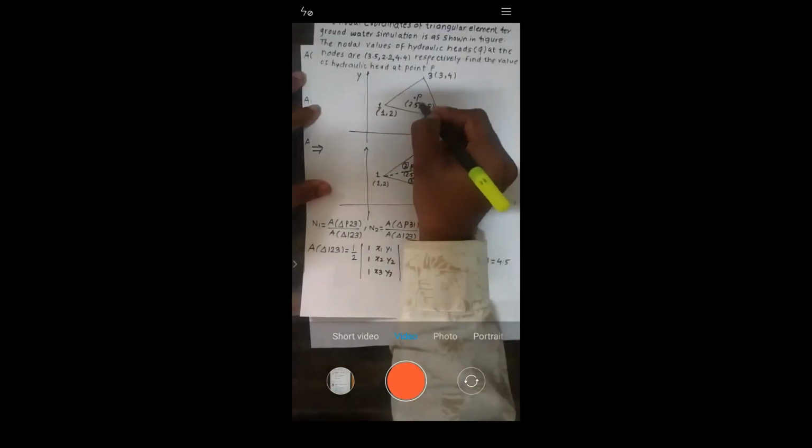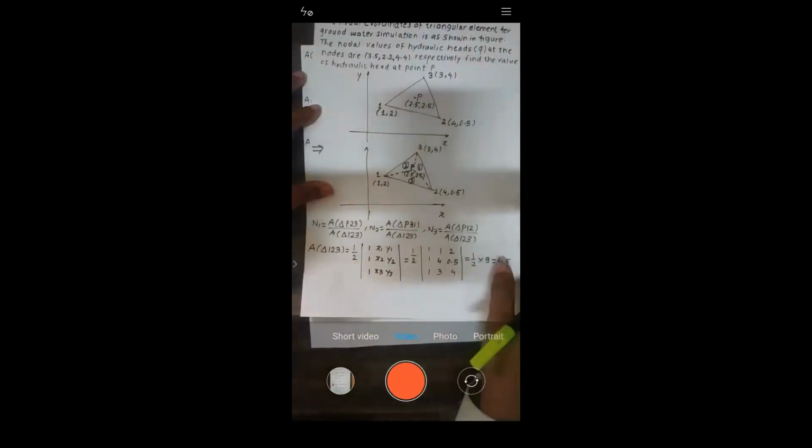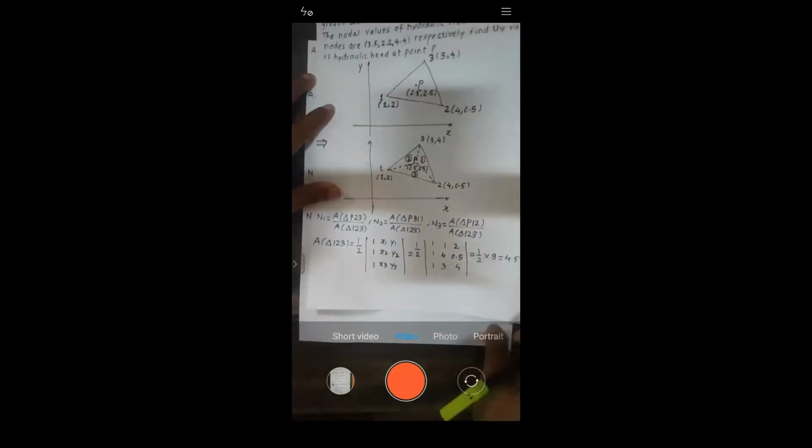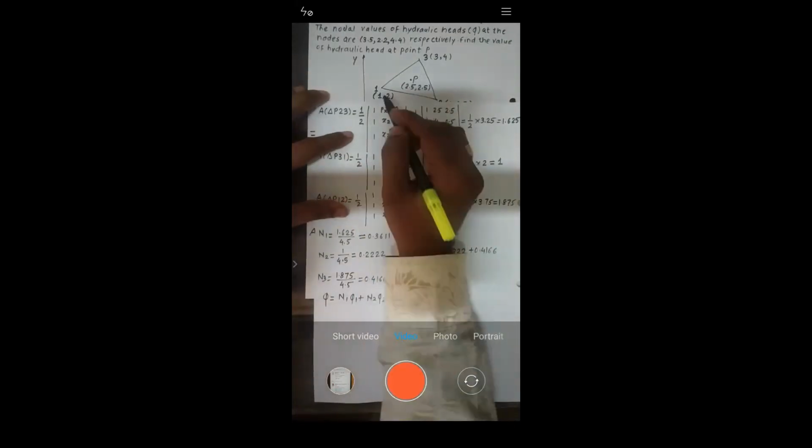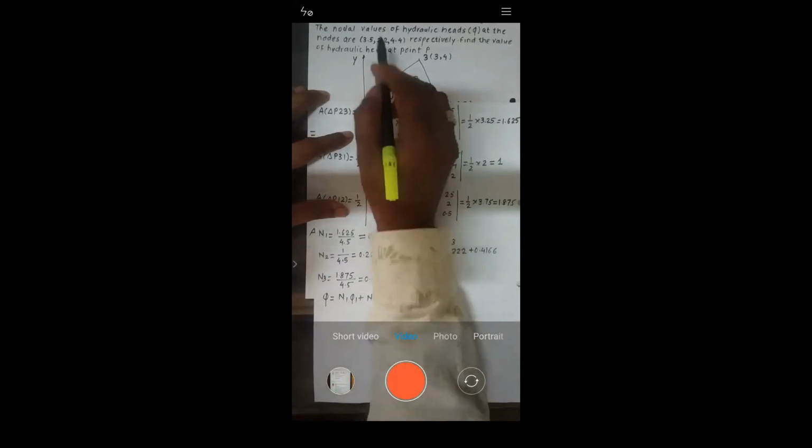So see, our purpose is not only to calculate shape functions, but we need to calculate the value of phi, that is hydraulic head, at this particular point. If you need to calculate the value of phi at this particular point, what is the formula for phi then? It is N1 phi 1 plus N2 phi 2 plus N3 phi 3, right? This phi we are supposed to calculate at point number P. So we should know the phi at all points, and that is given.